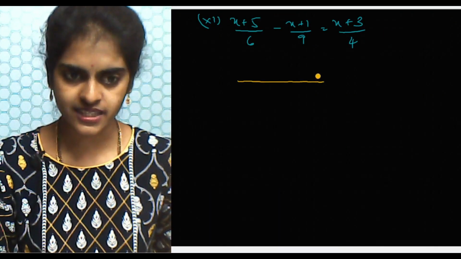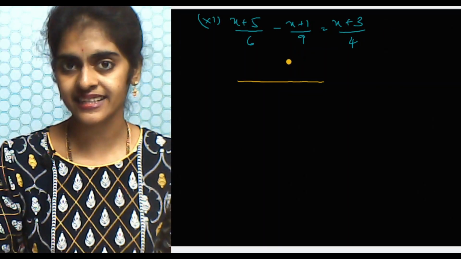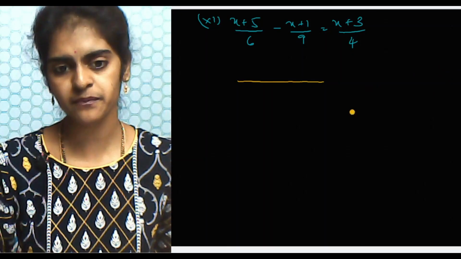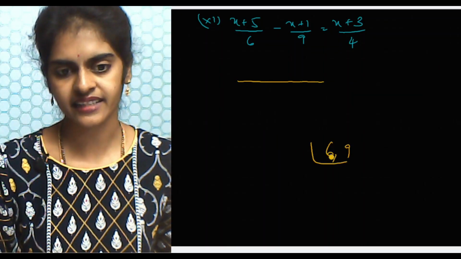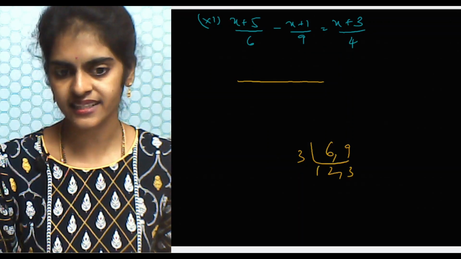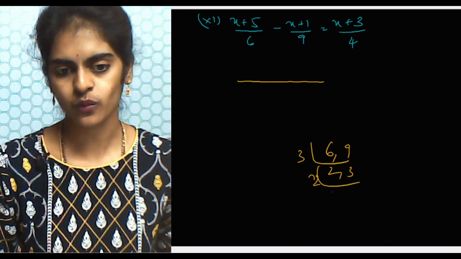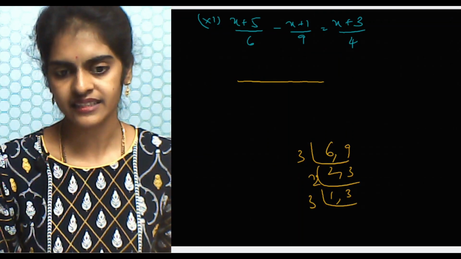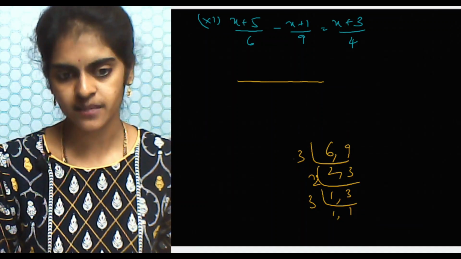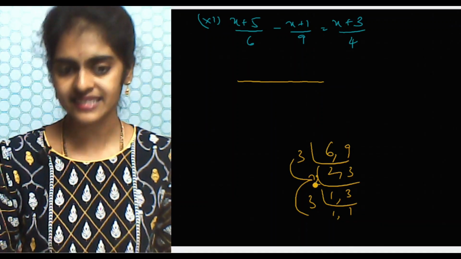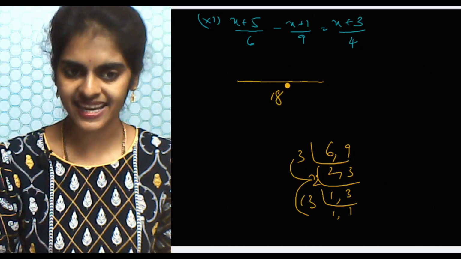Now just see, the LCM of 6 and 9 is nothing but 18. So 6 and 9: 3 twos are 6, 3 threes are 9. So 2 ones are, 3s are, 3 ones are. LCM is 3 twos are 6, 6 threes are 18. So the LCM is 18.